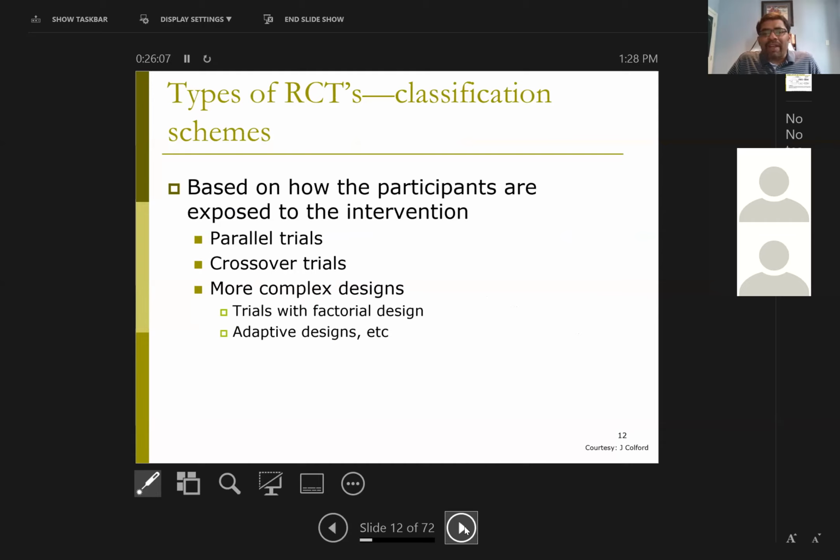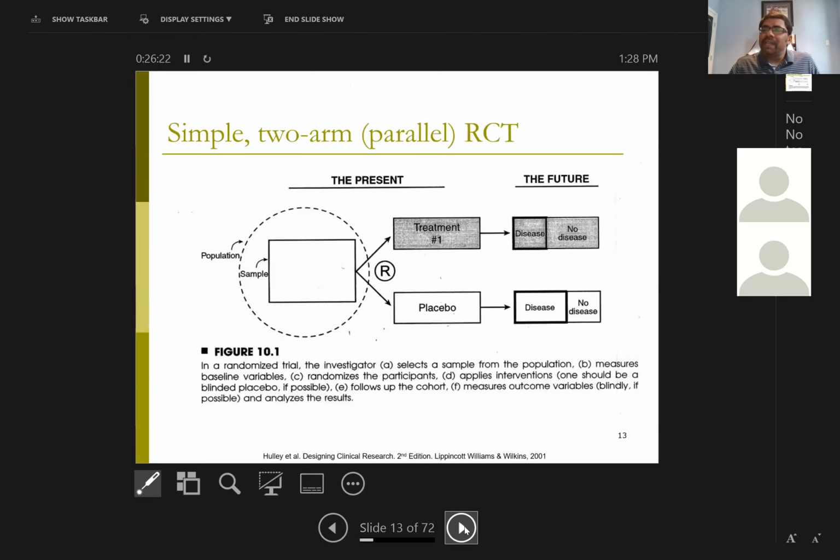There are trials called factorial trials. There are trials called adaptive designs, sequential designs, non-inferiority trials, equivalence trials. So many different cluster randomized trials. It's a very large field, the field of RCT. So I'm just making it simple for you folks to understand in a short lecture.